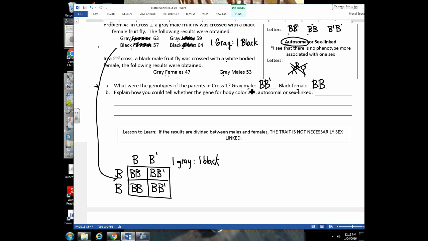Only if we determine a trait is sex-linked do you start bringing out the X and the Y chromosomes in those genotypes. B says, explain how you could tell whether the gene for body color was autosomal or sex-linked. So if more of a sex develops a phenotype, the trait is sex-linked. If we see an even distribution of phenotypes between males and females, then the trait is autosomal. That's how we can tell.